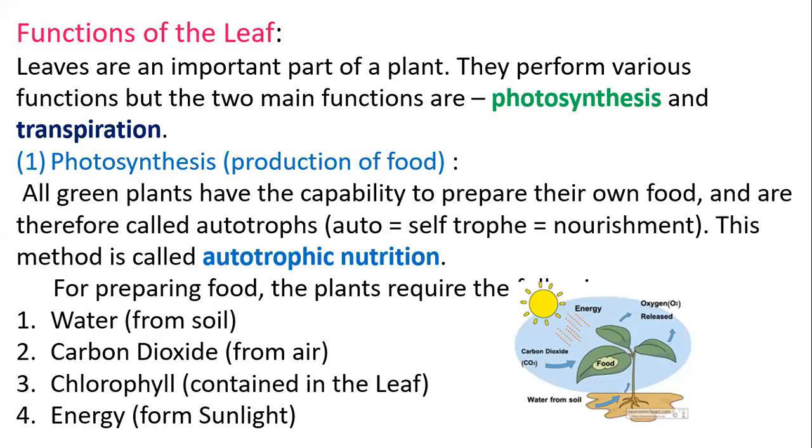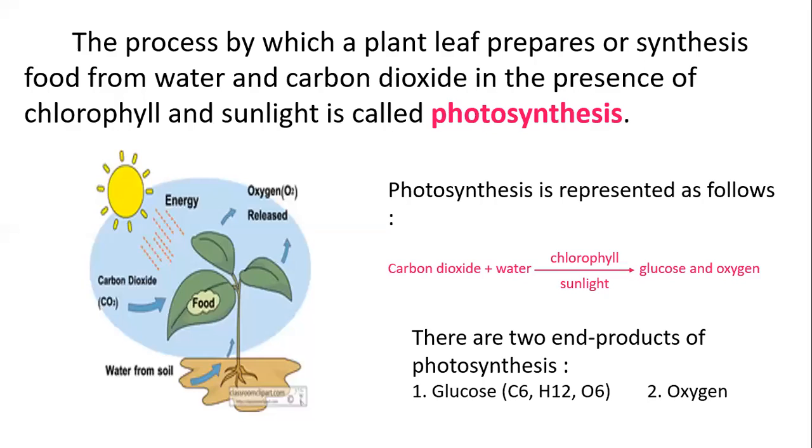For preparing food, the plants require the following: water from soil, carbon dioxide from air, chlorophyll contained in the leaf, and energy from sunlight. The process by which a plant leaf prepares or synthesizes food from water and carbon dioxide in the presence of chlorophyll and sunlight is called photosynthesis.